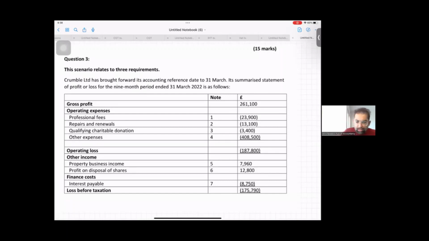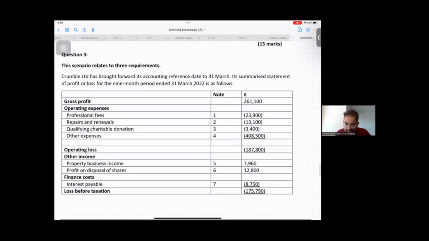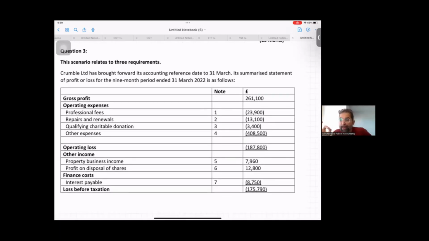Okay, so now we are starting question number 3. We are doing question number 3 now. Question number 3 is about corporation tax.